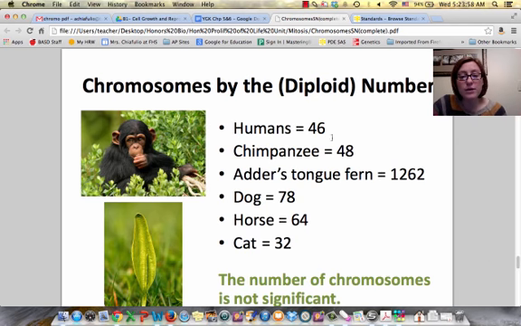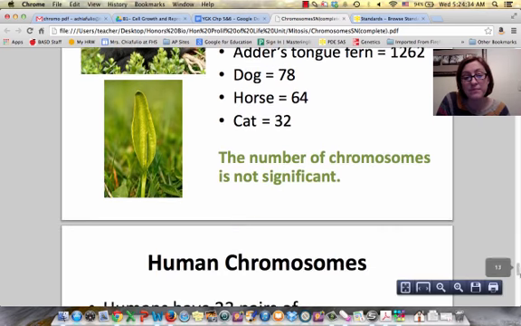So when we look at our chromosome numbers, like I was saying before, humans have the number 46, okay? Chimpanzees, they have number 48, it's pretty similar. But then you have this fern here, which looks like this. That has 1,262 chromosomes. A dog has 78, horse 64, cat 32. So the number of chromosomes that you have is not significant. It's the total amount of DNA, and it's been broken up into these sections. We just happen to have 46 of them.